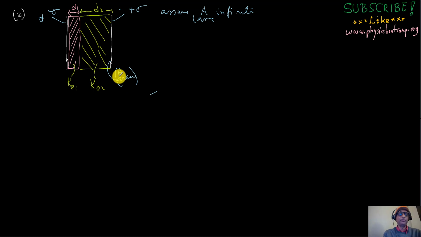Okay, so now what's gonna happen? Well, the electric field over here will be pointed that way. Electric field here points, so the electric field is pointing in the same direction, but over here the electric field will be reduced by the dielectric constant. So this will be sigma over epsilon naught Ke1, and over here sigma over epsilon naught Ke2. Ke1 and Ke2.